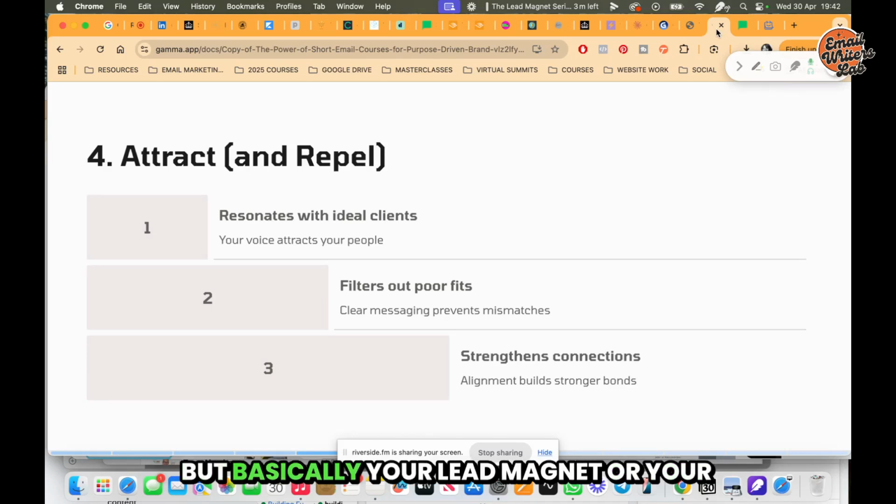But basically your lead magnet or your course will be designed to filter out people who are not your ideal client.